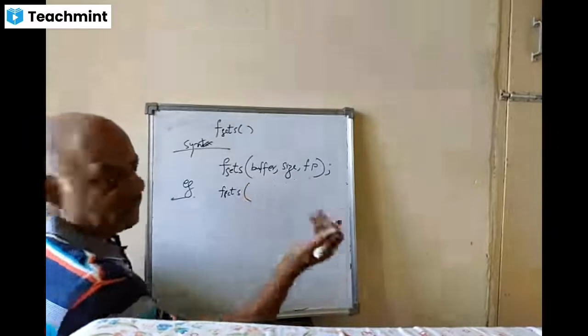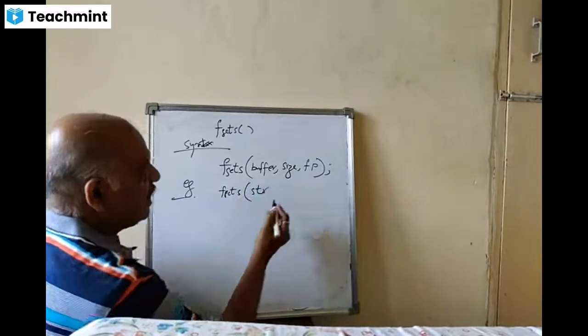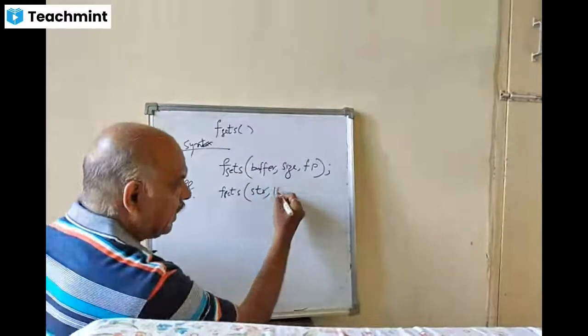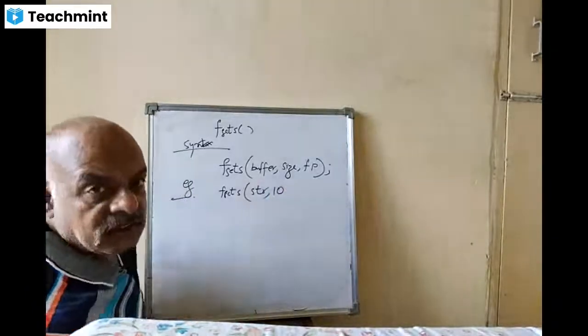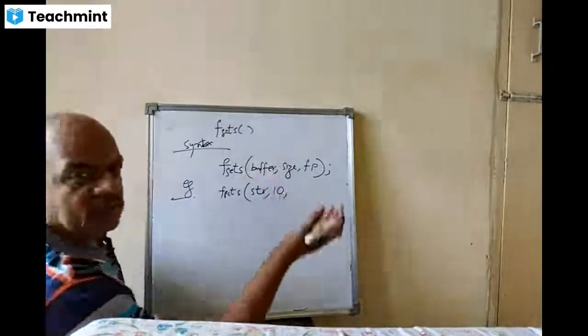Any buffer means a character array; you can give any name. For example, I will give str. Size, for example, I will give 10. The size of the string character array must be 10. You can give any size.